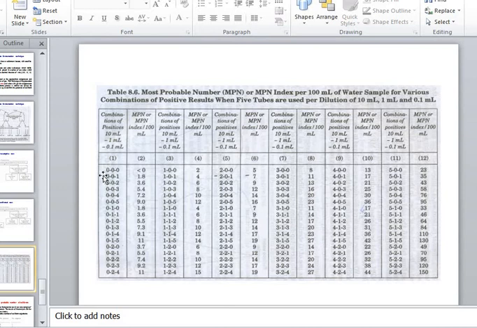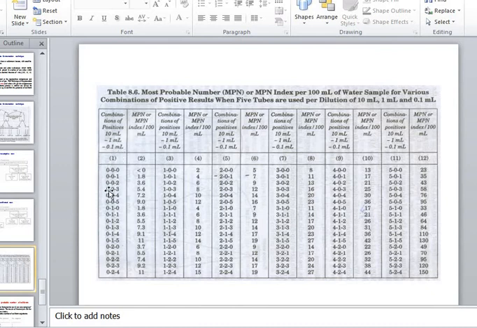So you can see here a few combinations: 0 0 0, then 0 1 0, 0 0 2. So what are these combinations? These are the combinations of positive tubes. So 0 0 0 means all tubes are negative. And what is the dilution? You can see here 10, 1 and 0.1. That means out of 100 ml, 10 ml is sample in the first tube, the second tube 1 ml, and the third tube 0.1 ml.